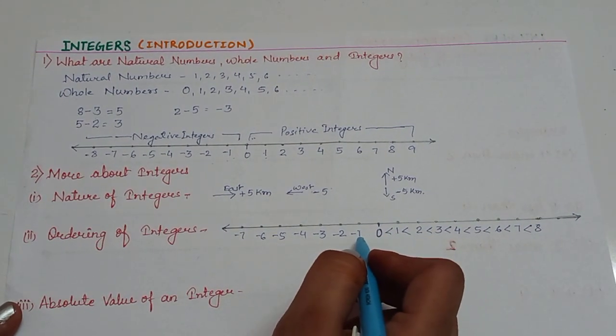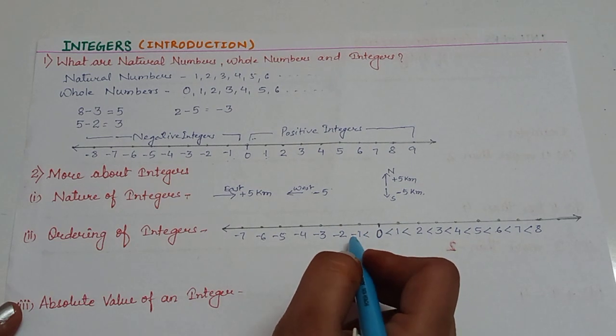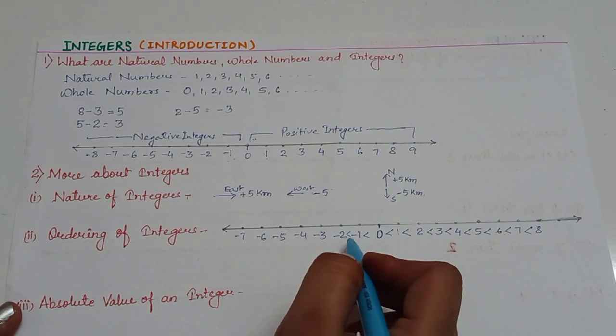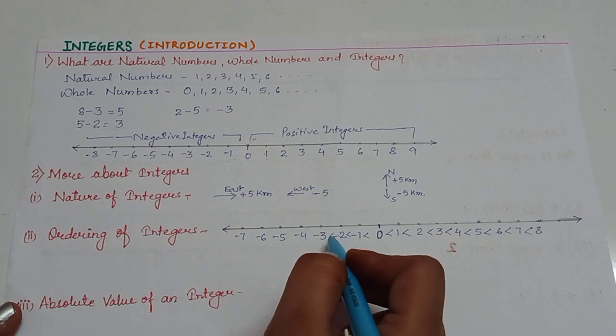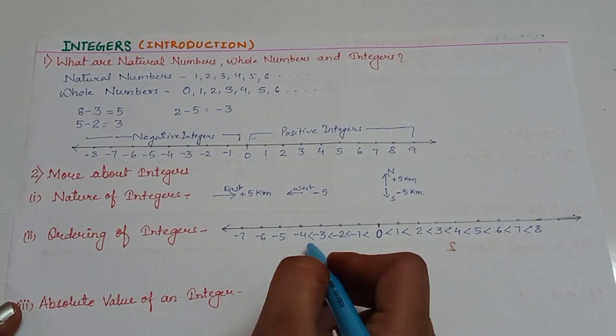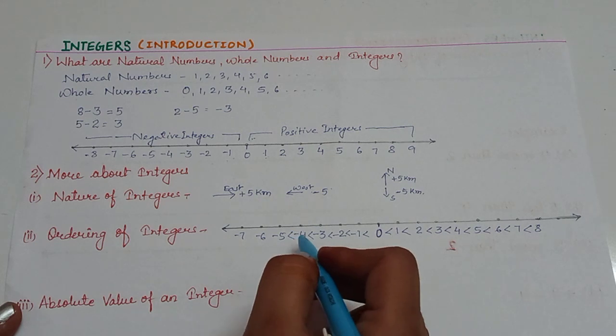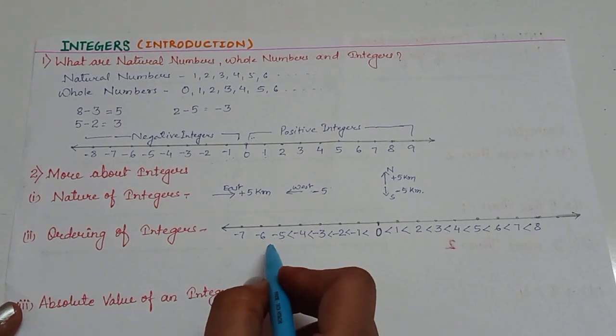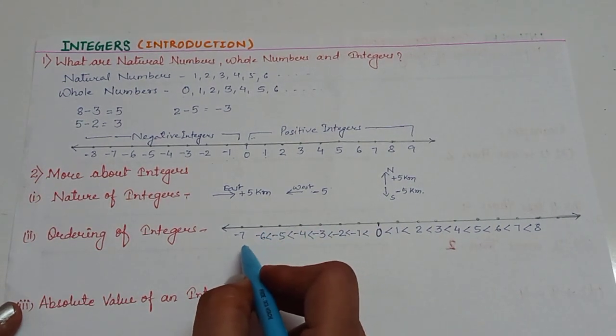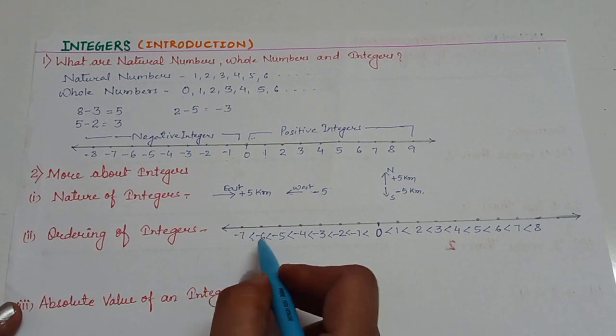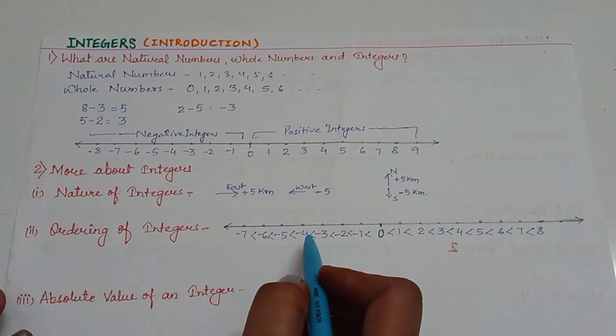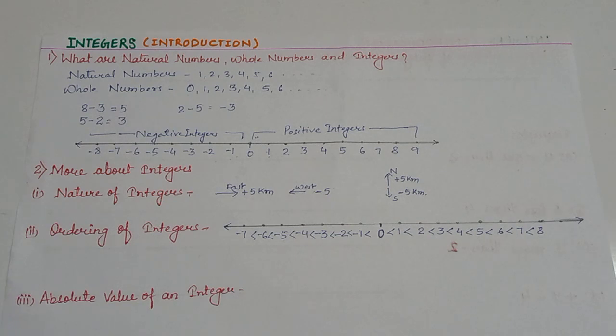Here also, 0 is greater than -1, -1 is greater than -2, -2 is greater than -3, -3 is greater than -4, -4 is greater than -5, -5 is greater than -6, -6 is greater than -7, and so on. As we move from left to right, we see that the integers are arranged in ascending order.